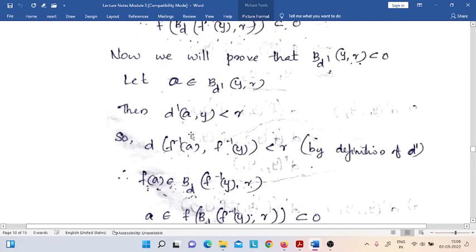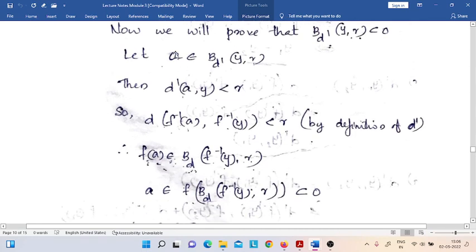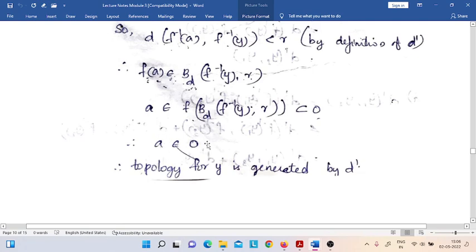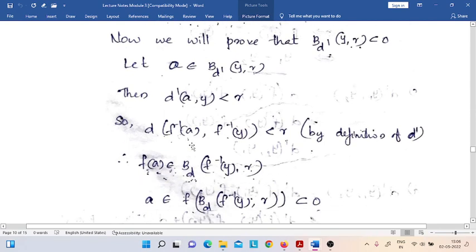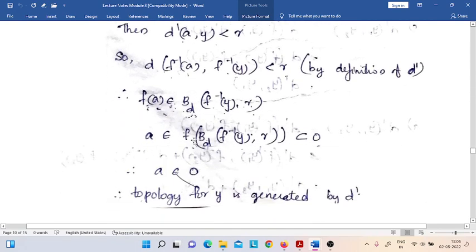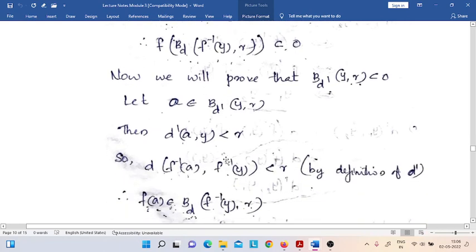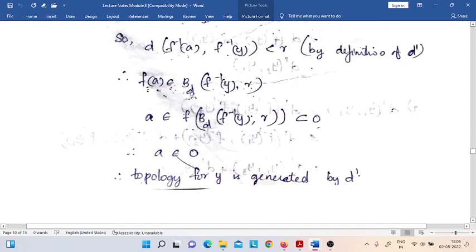Thus, since we have chosen an arbitrary element of the open ball, that arbitrarily chosen point is an element of O. And therefore we can conclude that this open ball B_d prime of y, r is completely present in the open set O. So that is the conclusion of these steps.